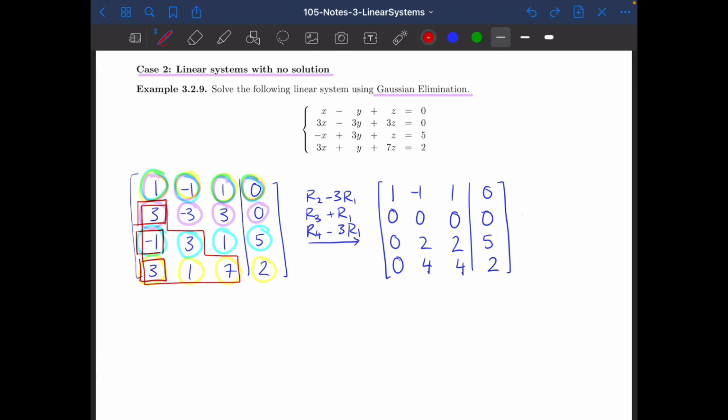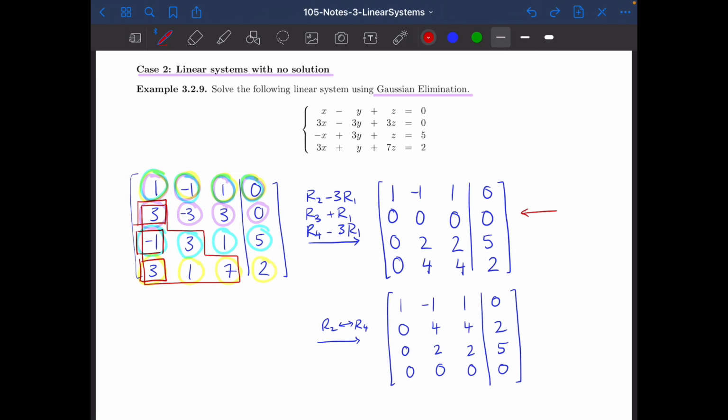Now this augmented matrix is not yet in row echelon form. As I noted before, I have a row of zeros here in the second row. I need to banish this row of zeros to the bottom of the augmented matrix. So my next elementary row operation will be interchanging row 2 and row 4. So row 1 remains unchanged. Row 2 is now 0, 4, 4, 2. Row 3 remains unchanged, and row 4 is now my banished row of zeros.